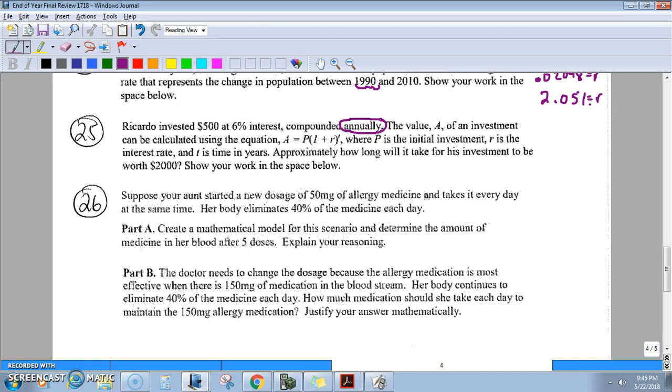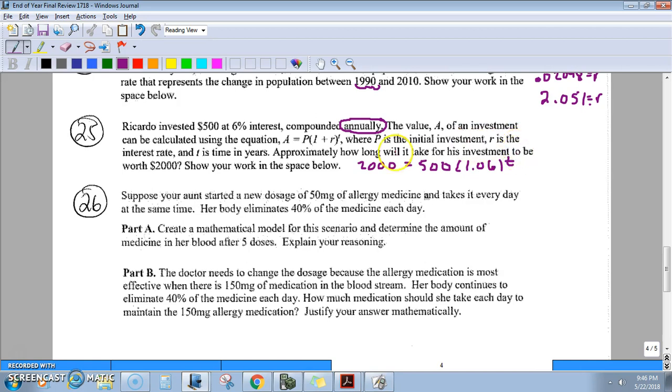Approximately how long will it take for his investment to be worth $2,000? So $2,000 is our outcome. We want that to be equal to, approximately how long? Oh, so I'm going to be solving for T, which is in the exponent, which means I'm going to have to do a log at some point here. But what was our initial investment? $500? 500, that's P, times 1 plus R. R is the interest rate, and that is 6%. So 1 plus 0.06 is going to be 1.06 to the power of T.